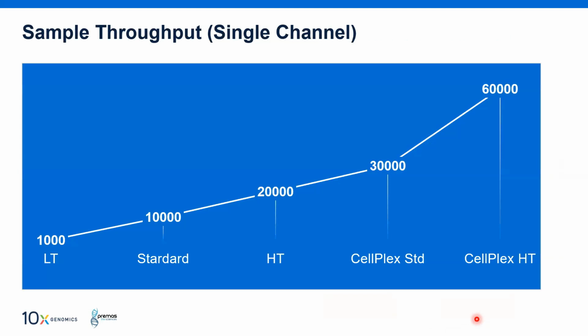Now, as I told, the LT low throughput kit is there, the standard kit is there, the ST kit is there, the Celplex kit is there, and the Celplex HT kit is there. So if you see, the low throughput is supporting 1,000 cells per channel, standard is supporting 10,000 maximum, ST is supporting 20,000. And if you're doing Celplex on a standard workflow, you're able to do 30,000 cells per channel. And same thing, if you're doing Celplex on HT chip, you are still doubling, up to 60,000 cells per channel.